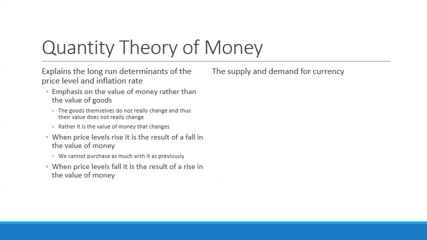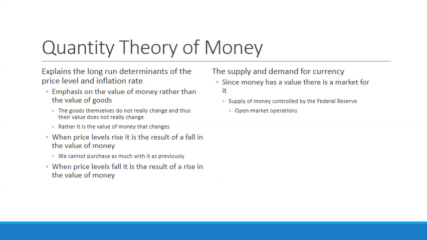So the supply and demand for currency now becomes an important part. Since money has a value, we know there's a market for it. And the supply of money is controlled by the Federal Reserve through open market operations, which is the buying and selling of bonds, reserve requirements, which we know they put on the banks and create the fractional reserve banking system, and then discount rates, which are the interest rates that banks are charged for borrowing money. So these three things allow the Fed to control the supply of money. So we know where that is.